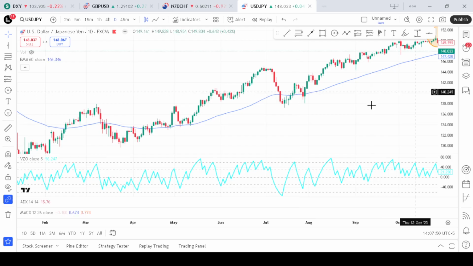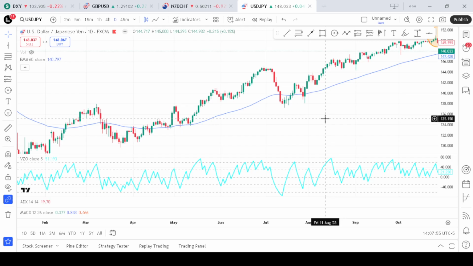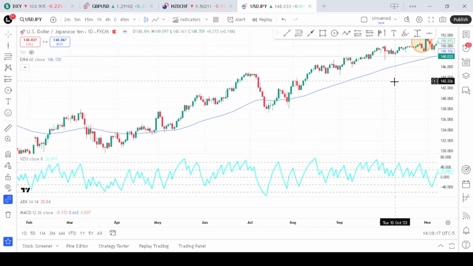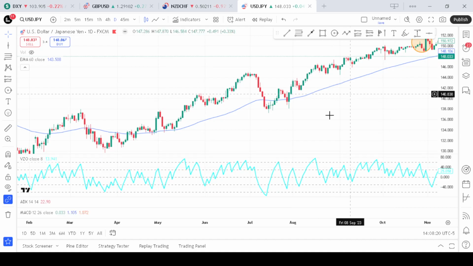So let's get started. We start by understanding what the Volume Zone Indicator, or Volume Zone Oscillator, which is also called the VZO, is all about. This is an essential tool for any trader looking to understand the market dynamics through the lens of volume and price. It operates by combining volume data with price movement to provide a clearer picture of the market trends and the potential reversal.